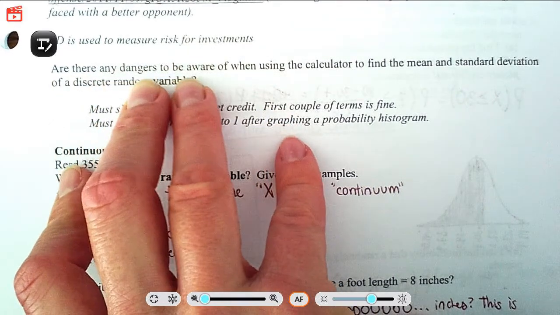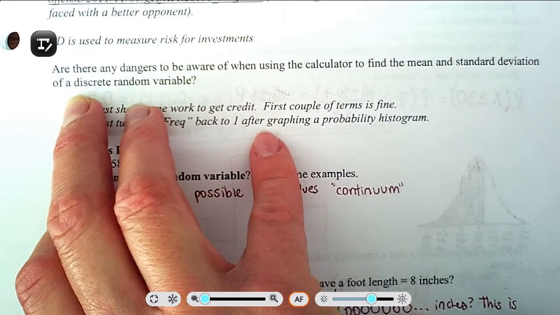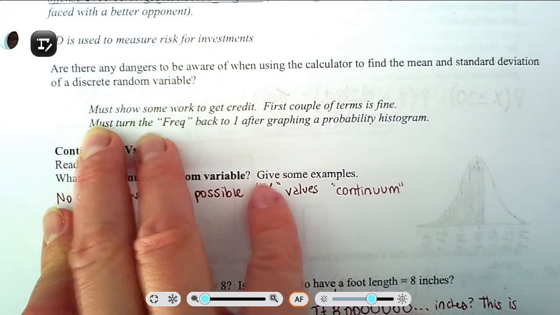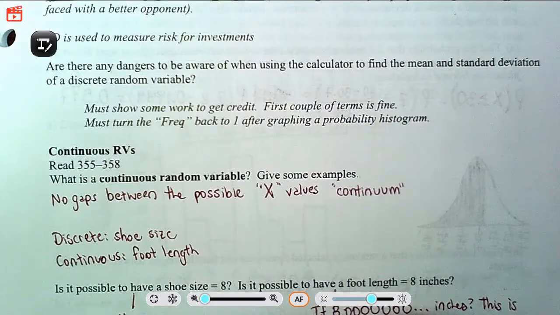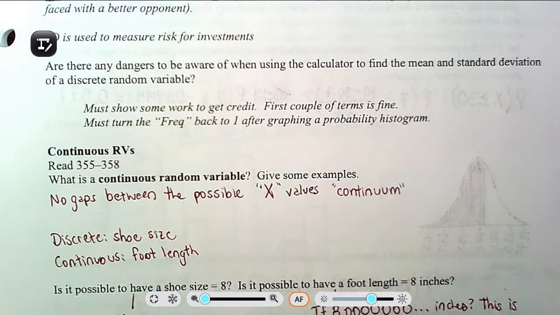Are there any dangers to be aware of when using the calculator to find the mean and standard deviation of a discrete random variable? You must show some work to get credit. If you just drop in an answer, zero points, even if you interpret it well.